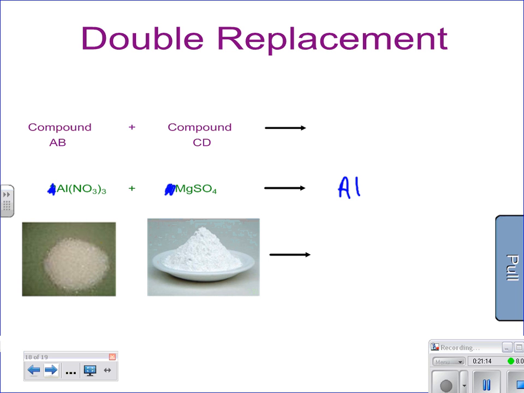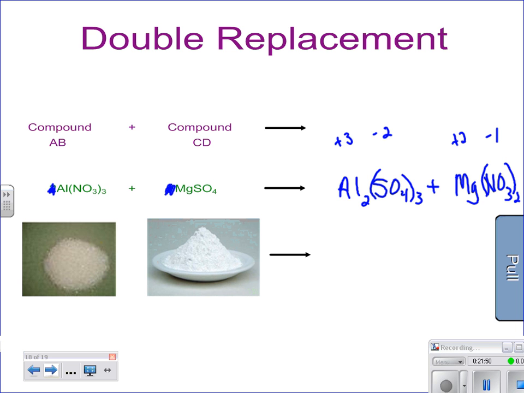Aluminum, what's the charge of aluminum? +3. And sulfate, SO4, what's the charge? -2. So the only way to write aluminum sulfate is Al2(SO4)3. And then the last compound that's formed, what would be the name of it? Magnesium nitrate. Okay, so we have magnesium with a +2, nitrate with a -1, so it becomes Mg(NO3)2. And then once you have those written correctly, that's when you can come in and worry about your coefficients.